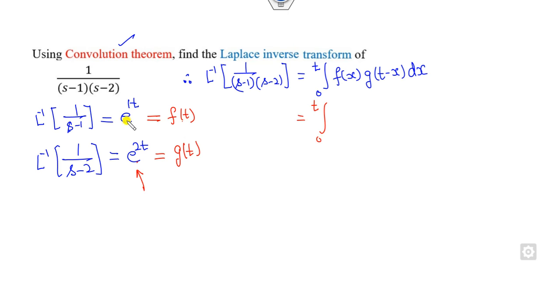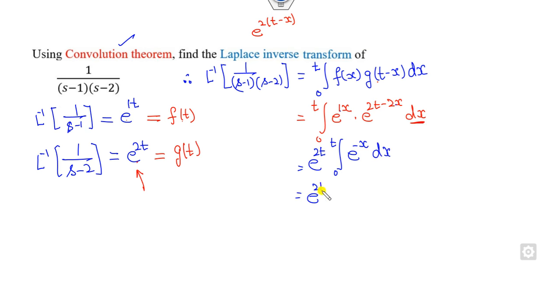So if I choose this as my f, what is f(x)? e raised to power x. What is g(t minus x)? It will be e raised to power (t minus x). If I open this bracket, 2t minus 2x. Now I have to integrate with respect to x. So e raised to power 2t is my common factor, and inside is e raised to power minus x, e raised to power x.